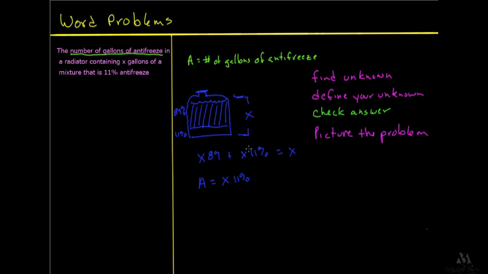Looking at this, if we're going to check our answer, we have a tank filled with X, and we want 11% of that. And looking up here, we have a radiator containing X gallons. 11% is antifreeze, and we want to find the number of gallons, and that's exactly what this equation will give us.